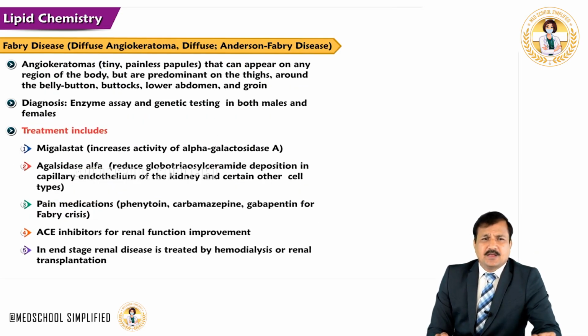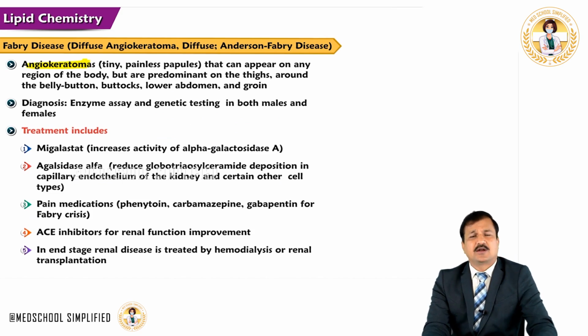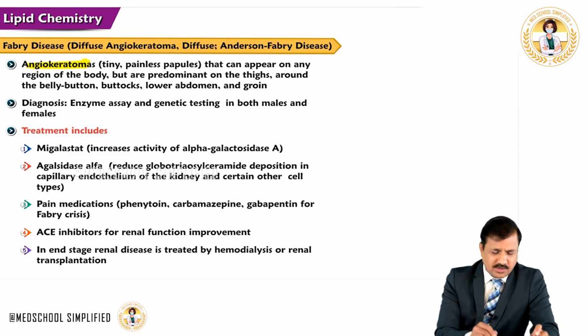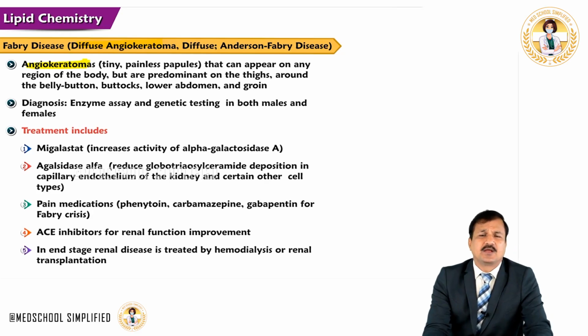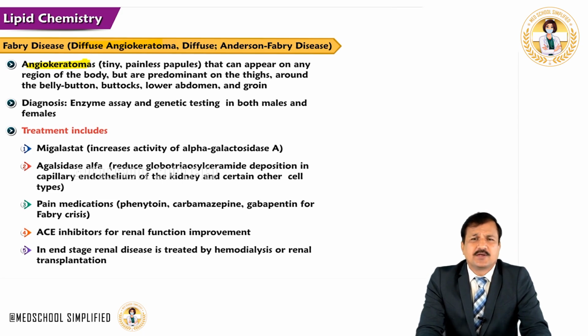Other than the pain, patients will show angiokeratomas. These angiokeratomas are tiny painless papules that can appear on any region of the body but are predominant on the thighs, around the belly button, buttocks, lower abdomen and groin. That's why Fabry disease is also referred to as diffuse angiokeratoma. Diagnosis is done by enzyme assay in cultured fibroblasts or genetic testing, which is done both in males and females, because males are the ones who are symptomatic and females act as carriers.